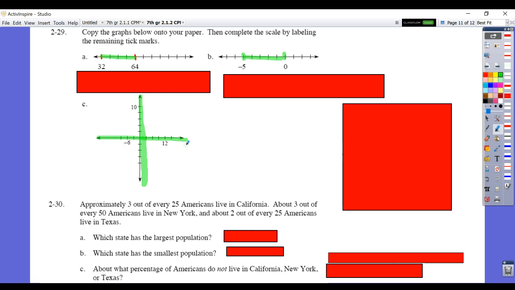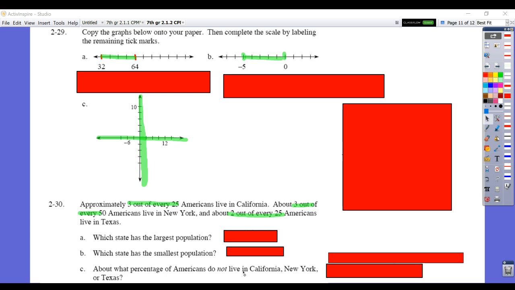For 230, approximately 3 out of every 25 Americans live in California. About 3 out of every 50 Americans live in New York, and about 2 out of every 25 Americans live in Texas. So what state has the largest population? You have 3 out of 25, 3 out of 50, and 2 out of 25. If you wanted to, you could write them as fractions, 3/25, 3/50, and 2/25. Get a common denominator. Which one is the largest? And then which one is the smallest population?